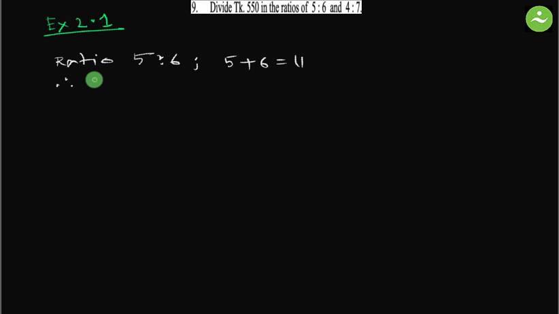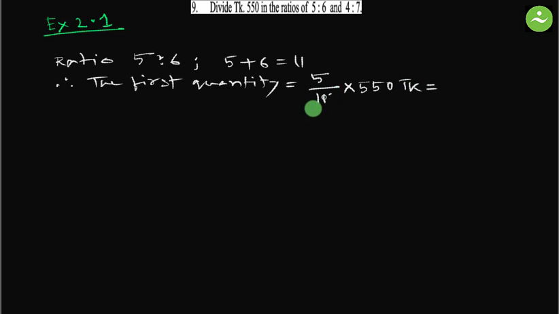Therefore, first quantity equals 5 by 11 multiply the total amount 550 taka. Simplify, divide by 11, so this becomes 50 and this becomes 1, equals 250 taka.